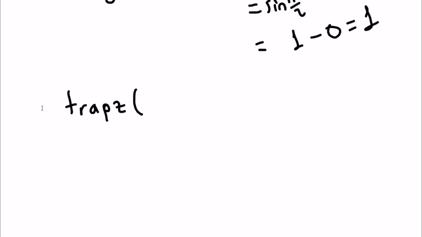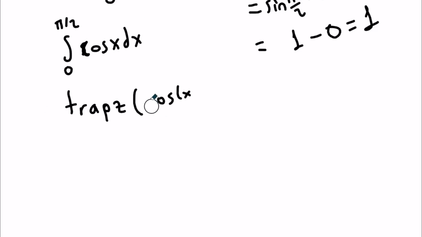Let's find the value of the integral of cos x from 0 to pi/2. So I will do the same with trapz. Literally the same. In the trapz command, I will write trapz and give our array. What we call the array is the variable x, which is evaluated according to the function here.